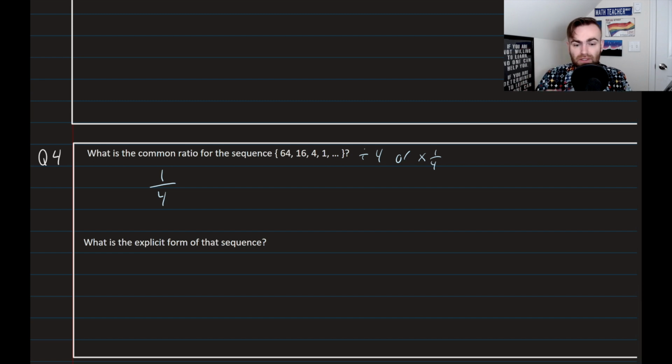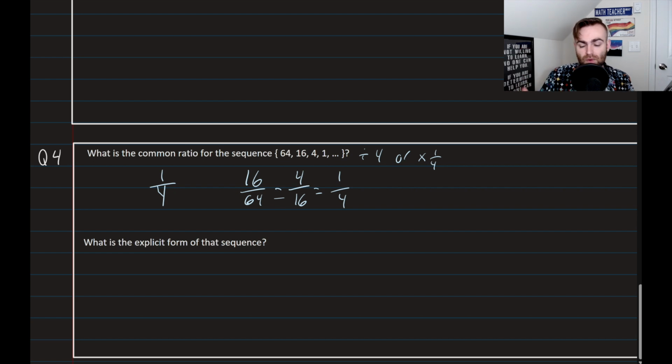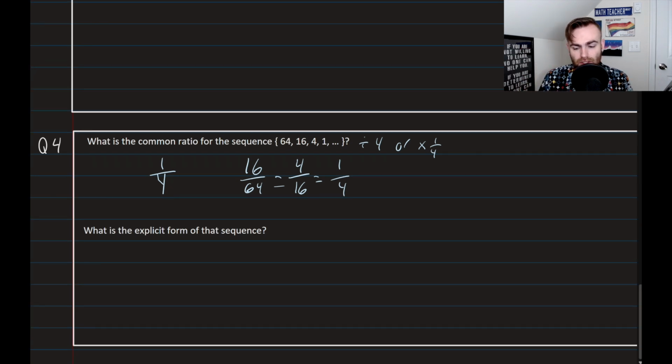And if you want to show your work, it's a good habit to get into, you could do, it's 64 divided by, no, you always do the second term first, Mr. Willie. It's 16 divided by 64. It's 4 divided by 16. It's 1 divided by 4. All of these are equivalent, but we're going to reduce a fraction as much as we can. So that's why we're going to stick with the 1/4 as our common ratio.